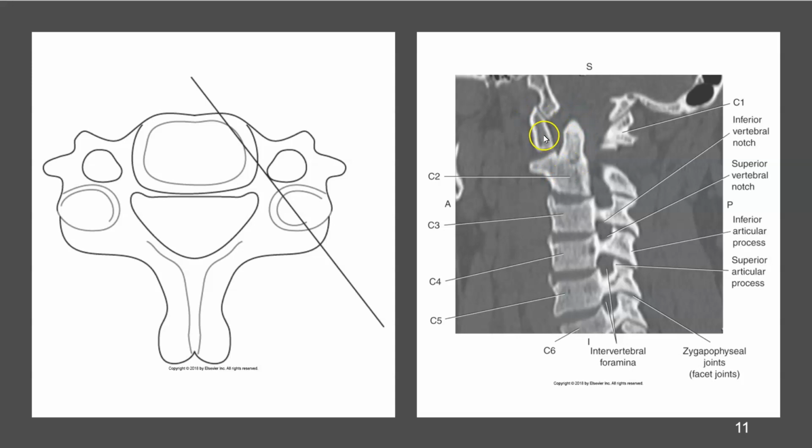This is C2, and you can see the dens sticking up here. This is the anterior arch of C1 and the posterior arch. This is the dens. So 2, 3, 4, 5, and 6. This person should have scanned through C7, T1. We never stop on these. We always scan all the way through. So we have the inferior vertebral notch. We have the inferior articular process and the superior articular process. This is the bottom, that is the top. And then in between is the facet joint or zygapophyseal joint.